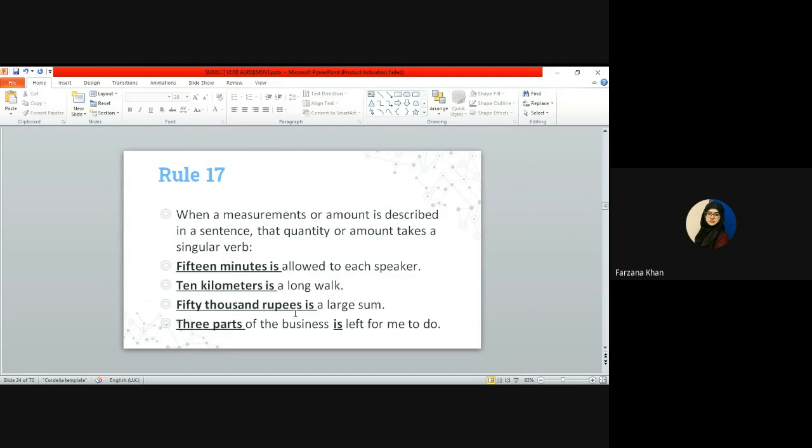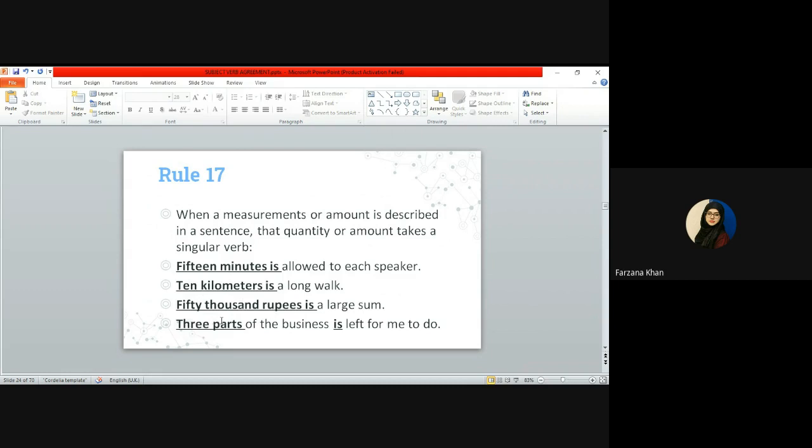50,000 rupees is a large sum. Here 50,000 rupees is a subject which has been taken as singular, because measurements and quantities, when they are used as a subject in a sentence, are considered singular subjects, and they always require a singular verb.